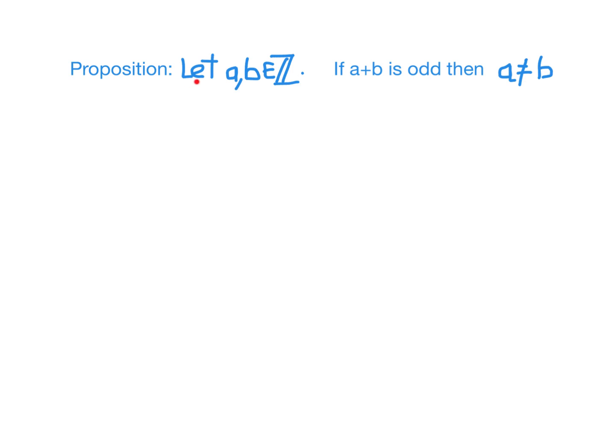Here we're told that a and b are both integers, and that if a plus b is odd, then a does not equal b. We are going to prove the contrapositive. So we're going to update our proposition. We're going to switch and negate the two conditions. So the opposite of a does not equal b means a equals b. If this is not true, then this is true.